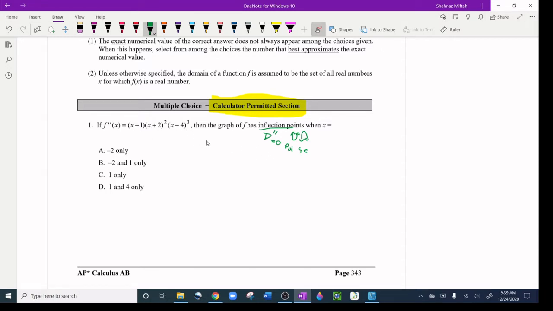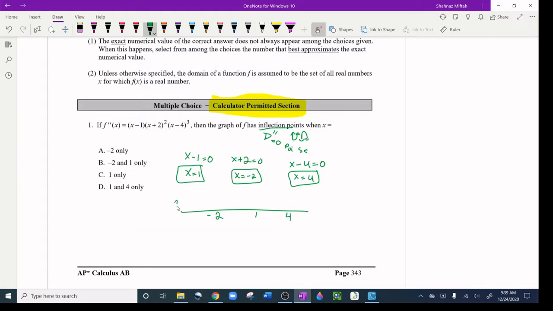They already gave you f double prime, so we're going to make this equal 0, and we're going to make each piece equal 0. x minus 1 equals 0, x plus 2 equals 0, and x minus 4 equals 0. So this is x equal 1, x equal negative 2, and x equal 4. I'm going to make a sign chart. This is negative 2, 1, and 4.